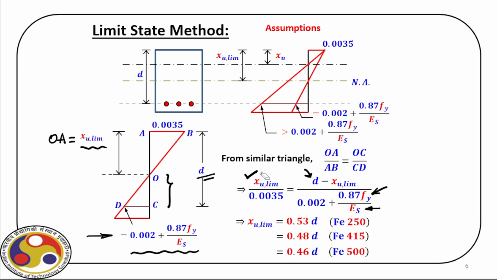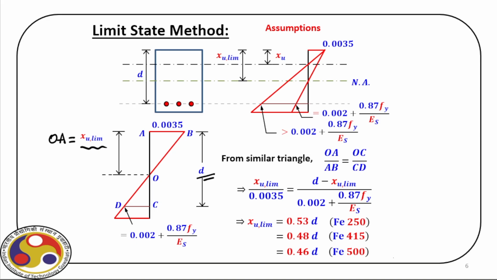So if we further see the expression of XU limit, which is shown here for different grades of steel, you can see it is a factor times the effective depth of the section. For Fe250 steel it is 0.53d, for Fe415 steel it is 0.48d, and for Fe500 steel it is 0.46d. So as we increase the strength of steel, this factor reduces, which is obvious because if we have less strength in steel, obviously we need a larger section and a deeper XU limit, right?